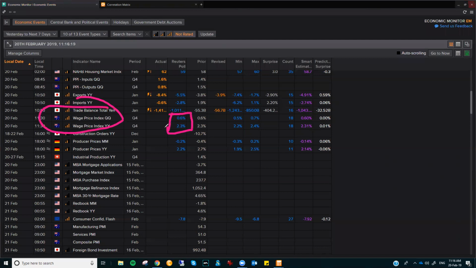If these numbers come in strong, well, we could see the Aussie pop. It's a pretty short-term trading opportunity, but have a look at it anyway because there's not much else coming out. Then you've got the German producer prices. Once again, Euro's slowly going up. The numbers out of Europe have been very weak. We have to see how this one plays out as well.